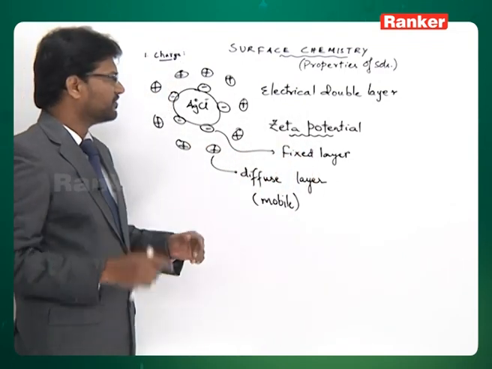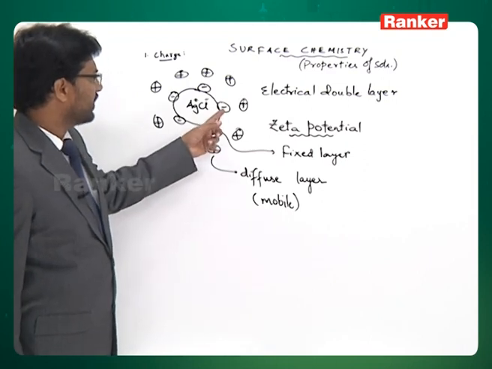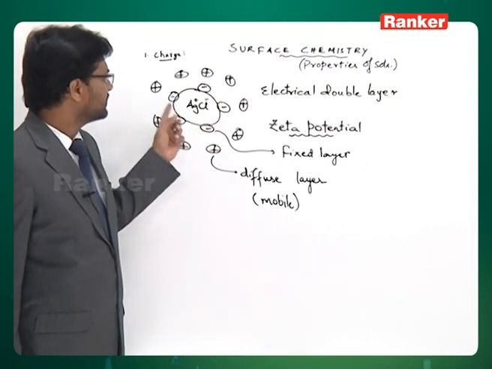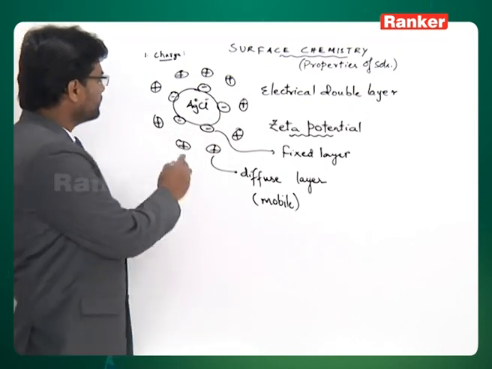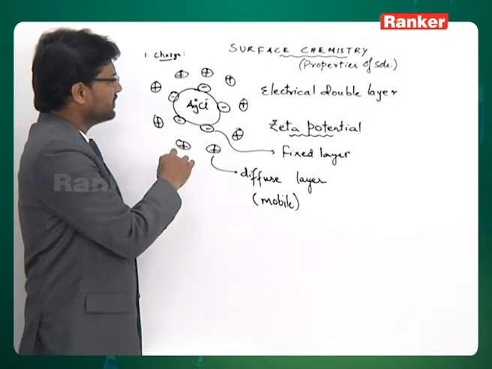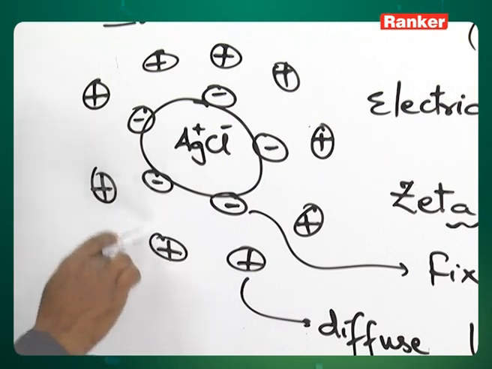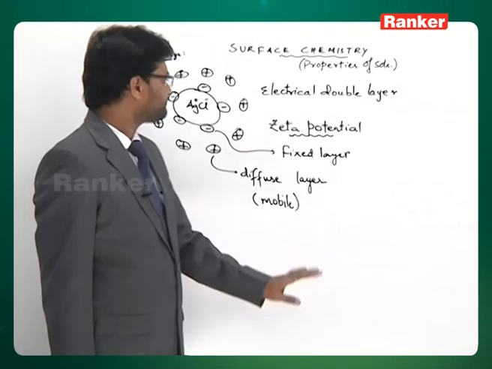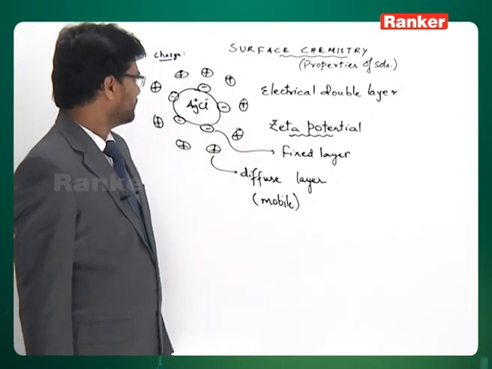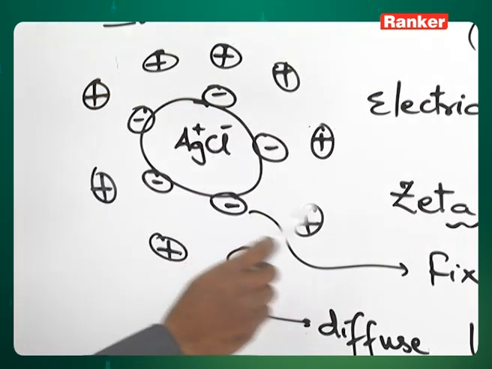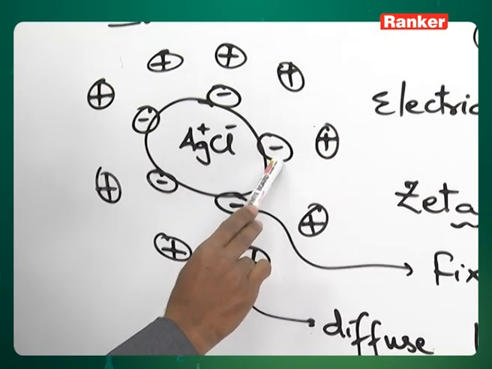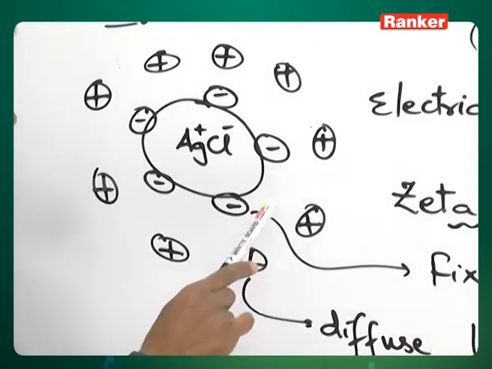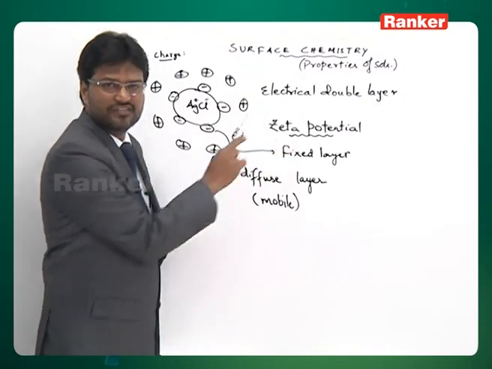Zeta potential is the difference in the potential between the fixed charge layer around the colloidal particles and the diffused layer. Diffused layer is the one which contains ions which have charges opposite to the ions which are immediately surrounding the colloidal particles. These ions can rapidly interchange with the ions present in the solution. That's about zeta potential. This is the electrical double layer, one layer fixed, and this is the diffuse layer, and the difference in the potential is described as zeta potential.